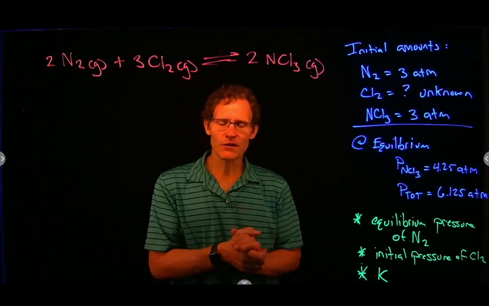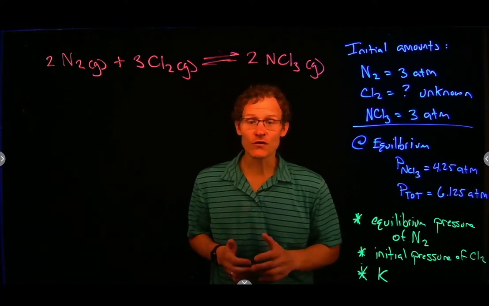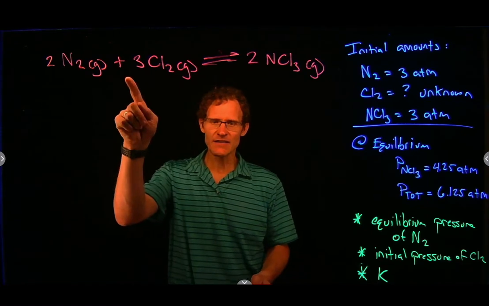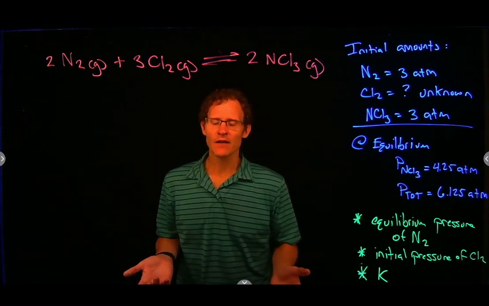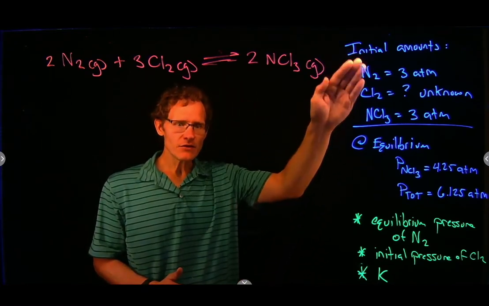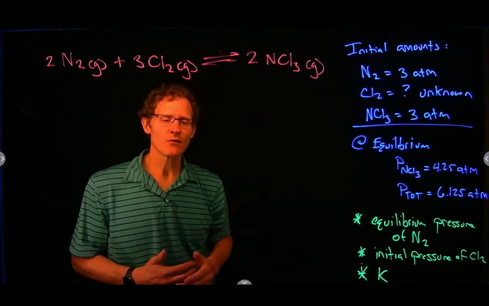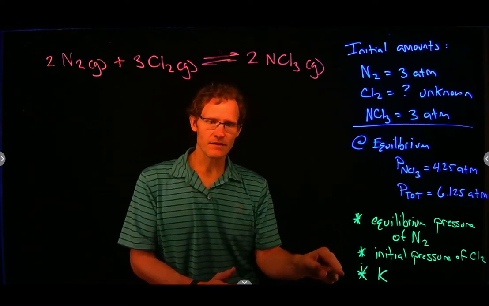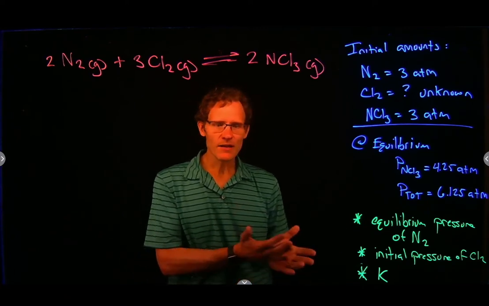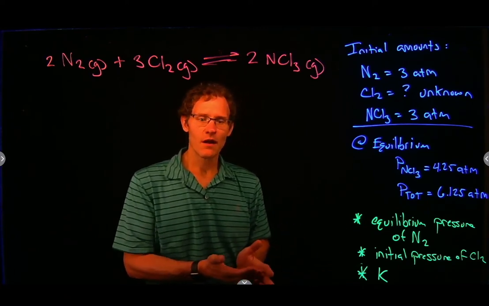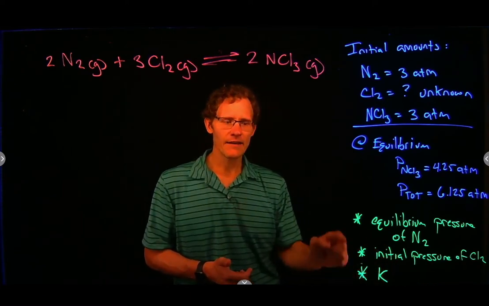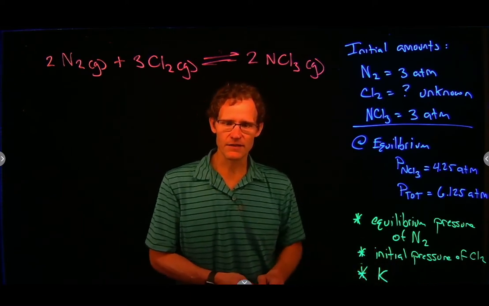In the last video, we introduced the idea of using pressure in equilibrium calculations. And we use this reaction as an example. In this video, I'm giving you some information here, and we're going to use this information to determine three things. First, the equilibrium pressure of nitrogen. Then, the initial pressure of chlorine, and then our equilibrium constant.